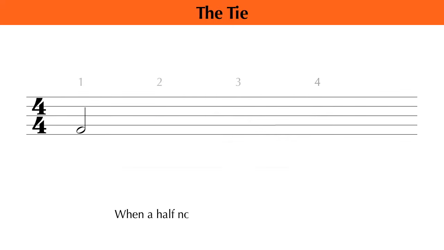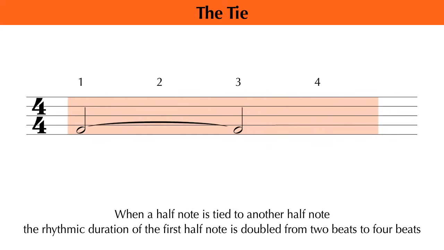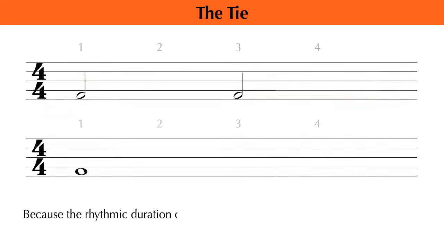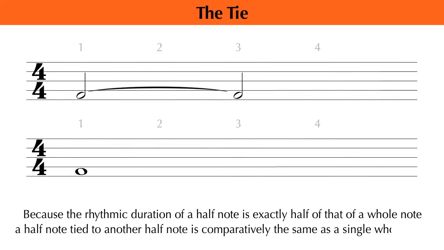Likewise, when a half note is tied to another half note, the rhythmic duration of the first half note is doubled from 2 beats to 4 beats. Because the rhythmic duration of a half note is exactly half of that of a whole note, a half note tied to another half note is comparatively the same as a single whole note.